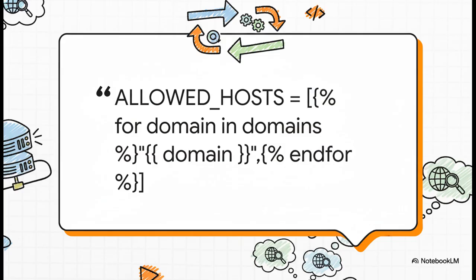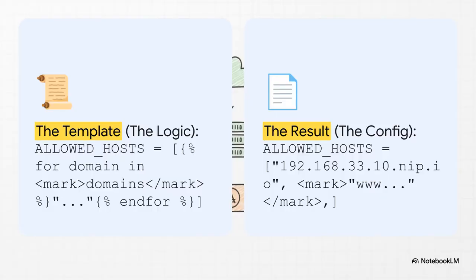Now, don't let the syntax here scare you. This is just a little bit of logic from something called a Jinja 2 template. All it's saying is, hey, for every single domain name you find in our list of variables, just print it out here inside some quotes. It's a super simple way to dynamically build a list of all the host names our web app is allowed to serve.